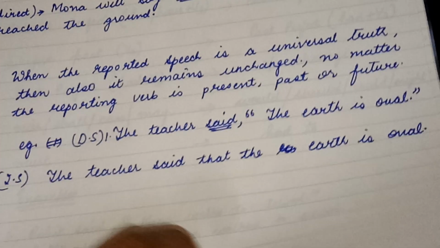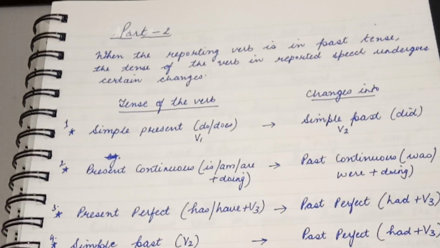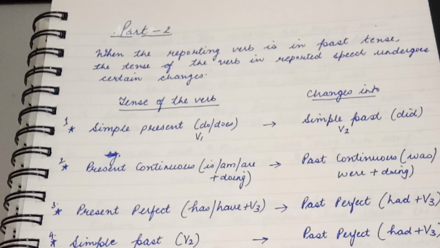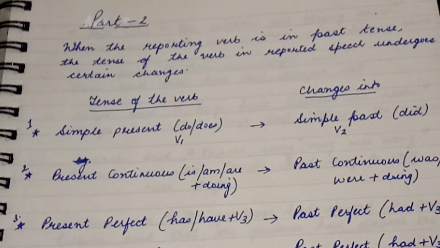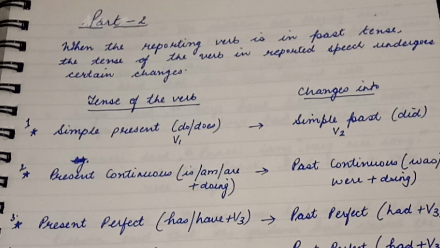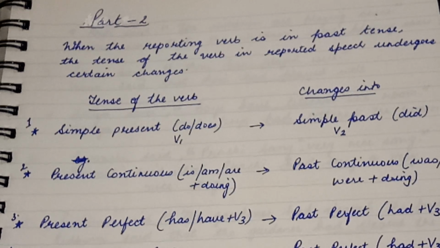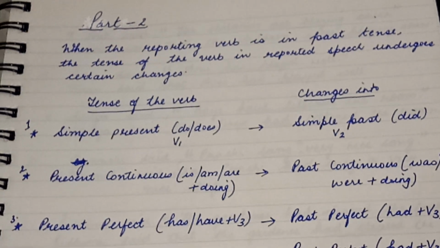Fine, children. Let us move to part 2. This is to be taken most care. Children, when the reporting verb is in past tense, children, take this in mind, past tense. The tense of the verb in the reported speech undergoes certain changes. When the reporting verb is in past tense, means it is written as said, then the tense of the verb in reported speech undergoes certain changes.